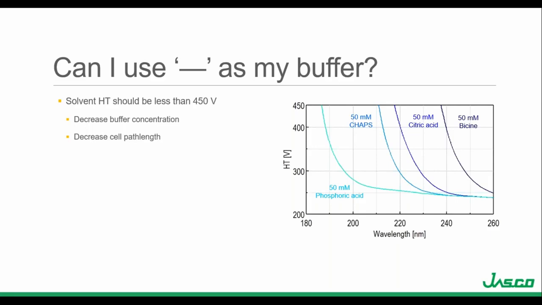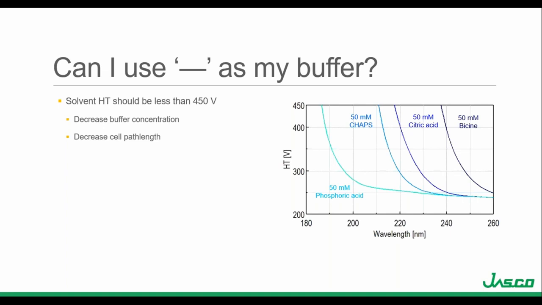So the figure on the right illustrates different solvents and their wavelength limitations. So if I wanted to go below 200 nanometers, my only option really is to use this 50 millimolar phosphoric acid buffer. But say the only buffer system I could use was a citric acid buffer, but I really wanted to go potentially down to 200 nanometers, you could look at reducing the concentration of that citric acid buffer to get further into the far UV.